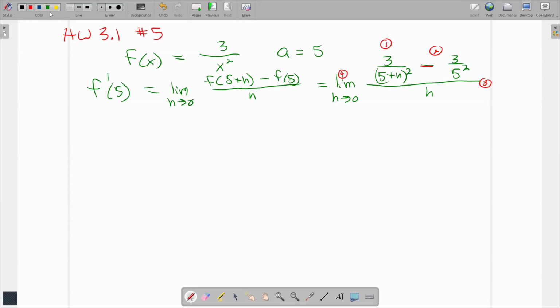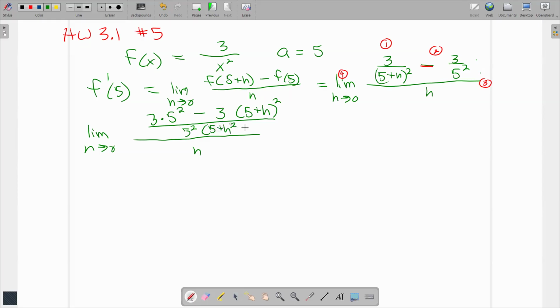So next, I would write down the limit as h goes to 0, big fraction, h in the bottom. My numerator then, this one has to be multiplied by 5 squared over 5 squared. So that's going to give me 3 times 5 squared. This one has to be multiplied by (5 plus h) squared, top and bottom. So that's going to give me a minus 3 times (5 plus h) squared. And my common denominator here is 5 squared times (5 plus h) squared. And make that other fraction bar bigger.